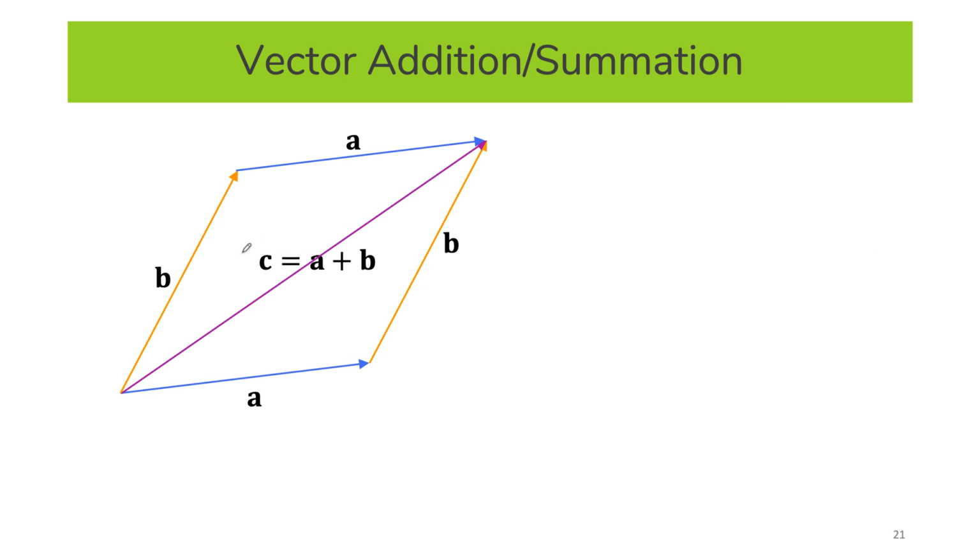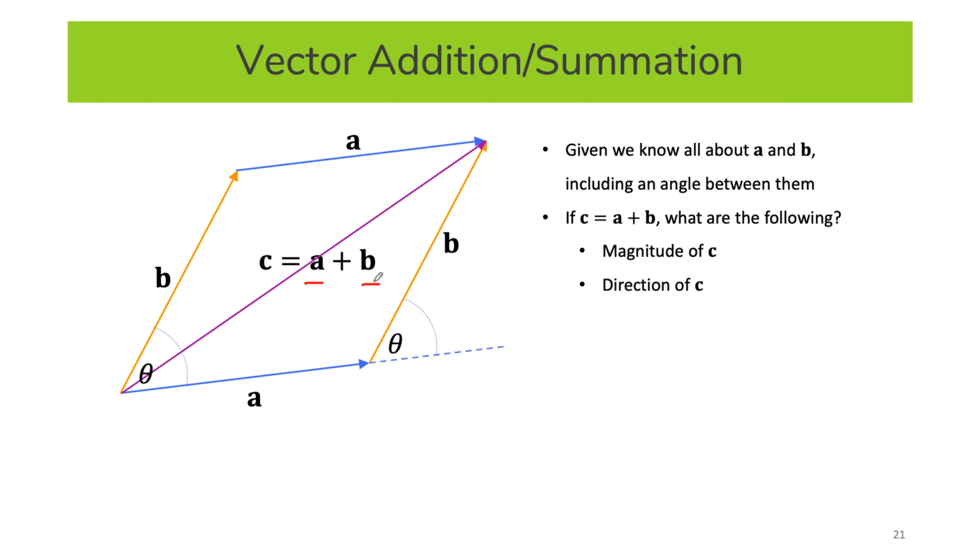Alright, so we still have the same set of vectors. We are calculating C, which is a summation of A plus B. Given that we know all about the vectors A and B, which means we know the magnitude of A and the direction of A, and the magnitude of B and the direction of B, this means that we can easily find the angle between the vector A and the vector B. And this angle is necessary in order to find the angle of the vector C.